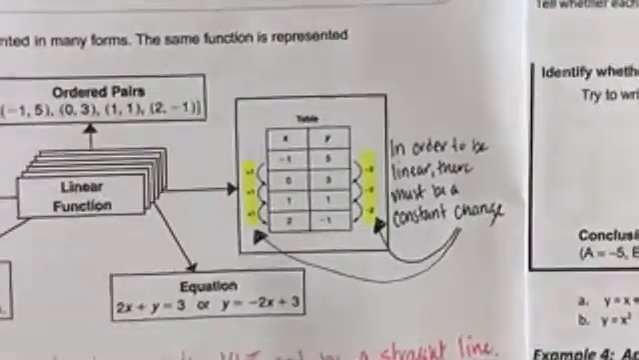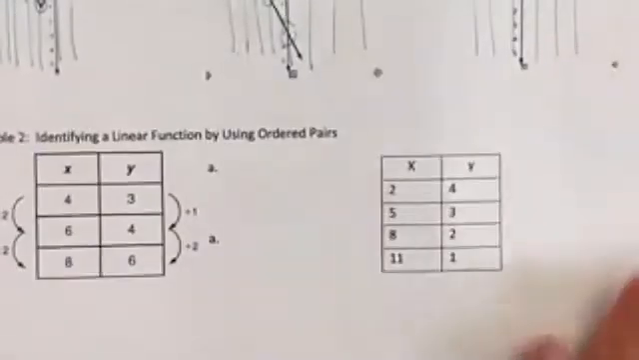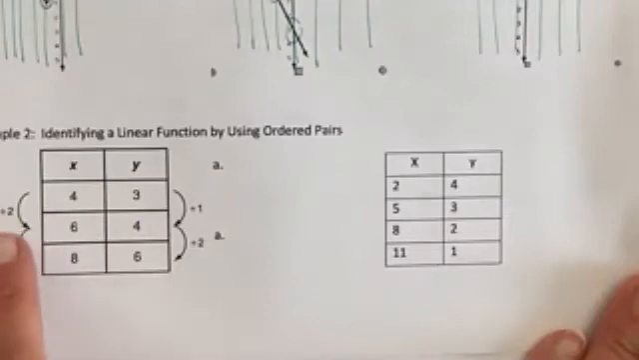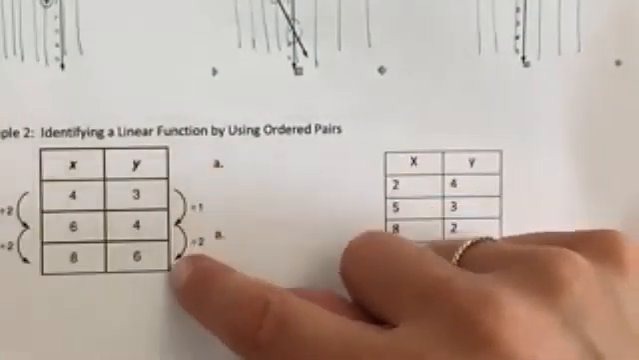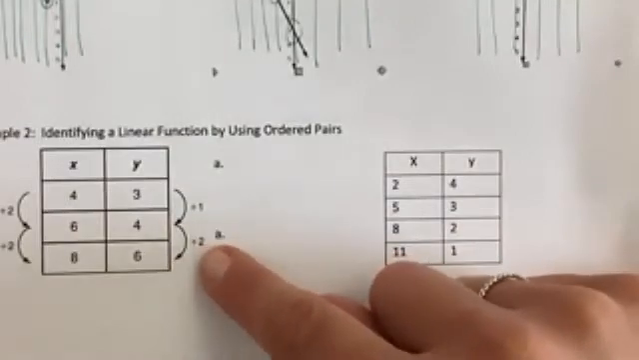So, I'm going to do more examples, okay? If we go down to our examples here, from 4 to 6 to 8, it went up by 2 every time. Do you see that? What was the other one? It went up by 1 the first time and 2 the second time. Is that constant? No. So if it's not constant, it's not linear.